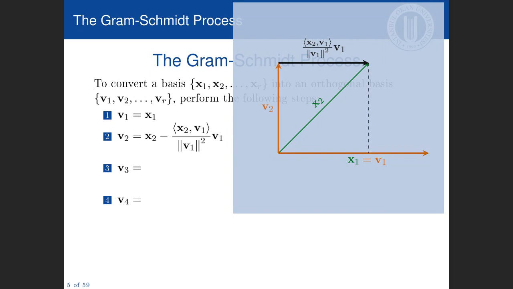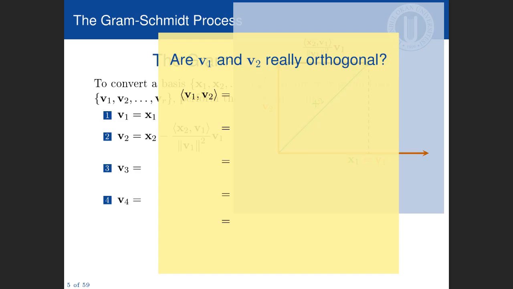Now, if we've defined this correctly, V1 and V2 will be orthogonal vectors. Let's just check this. Are V1 and V2 really orthogonal? To answer that, we need to calculate the inner product and see if we get the answer zero. So we're going to do the inner product of V1 and X2 minus the inner product of X2 and V1 divided by the norm of V1 squared multiplied by V1. We're going to play with this and I'm going to show that this is equal to zero.